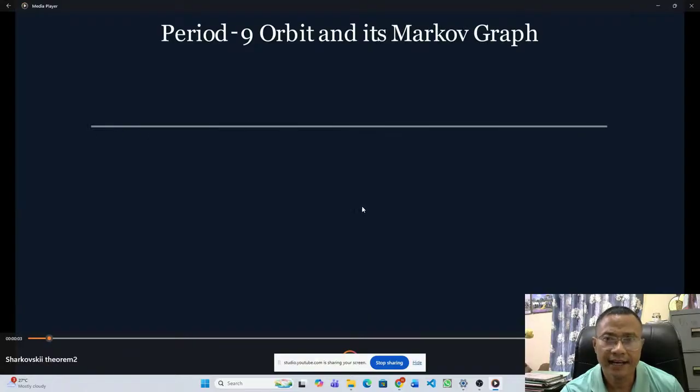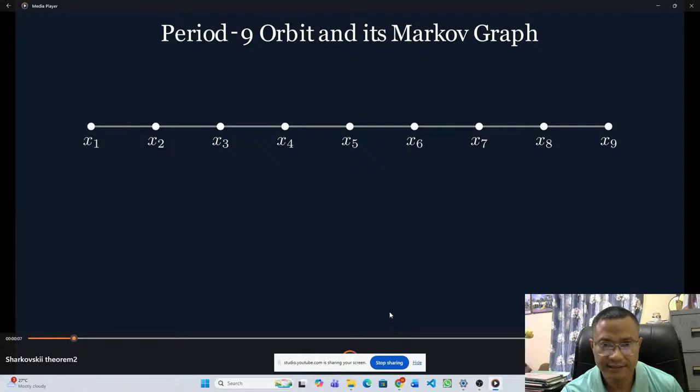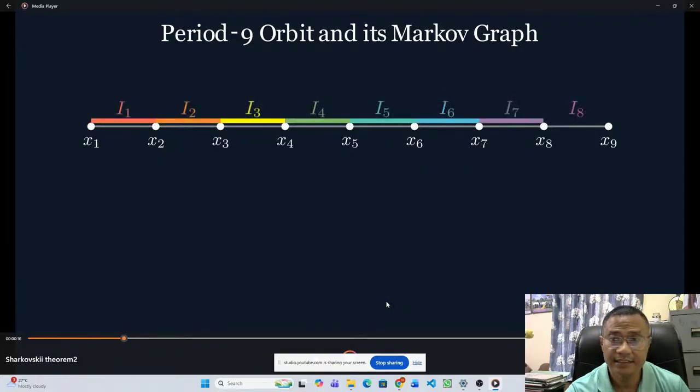Periodic orbit of period 9 and its Markov graph. So there are 9 points in the orbit. They are arranged in their order as shown in the video. So the intervals I1, I2, I3, up to I8 we have.